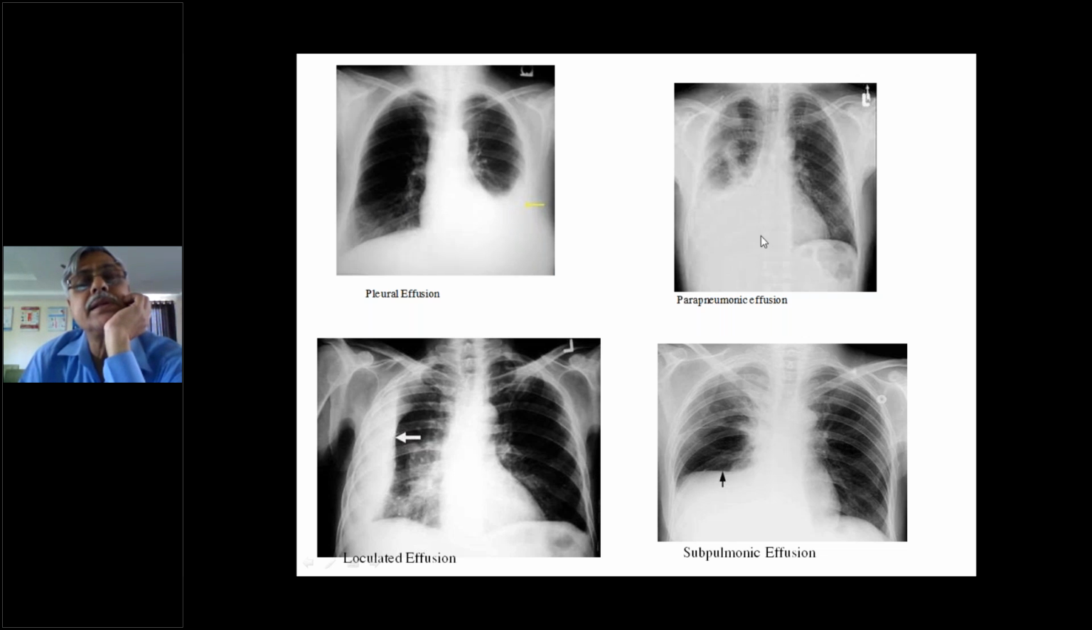What is the difference between this and this? This is parapneumonic effusion. Here, homogeneous opacity is there. Here also opacity is there, but it is heterogeneous opacity. The difference between a pneumonic patch and pleural effusion is air bronchograms. Air bronchograms will be there in the pneumonic patch. Here there are no air bronchograms: homogeneous opacity, no air bronchogram.